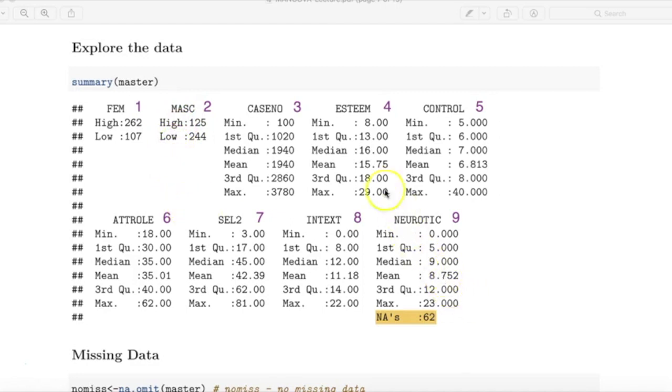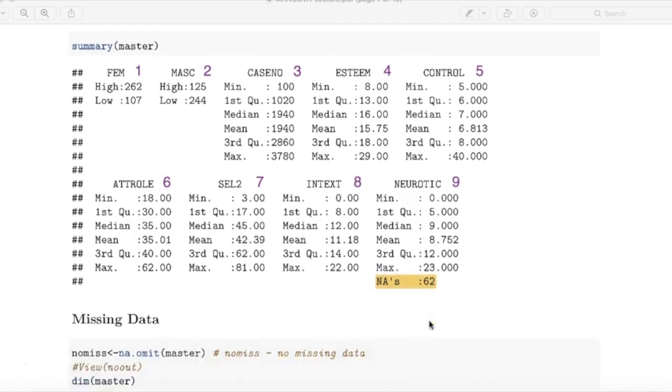Really, we're going to focus on esteem, which is column 4, and attitudes towards women's roles, which is 6, and then neurotic is going to be our covariate. And neurotic, the problem with it is that it has missing data. I do need to remove that.